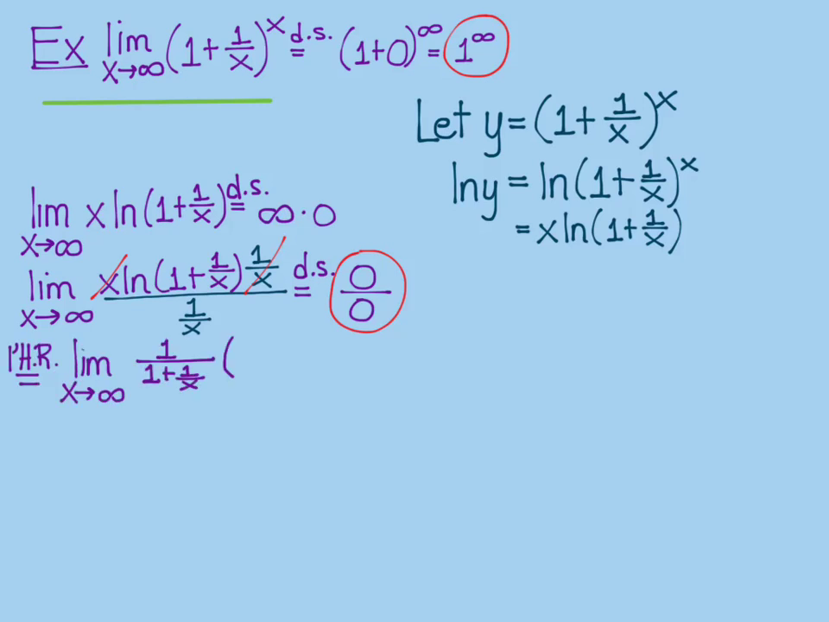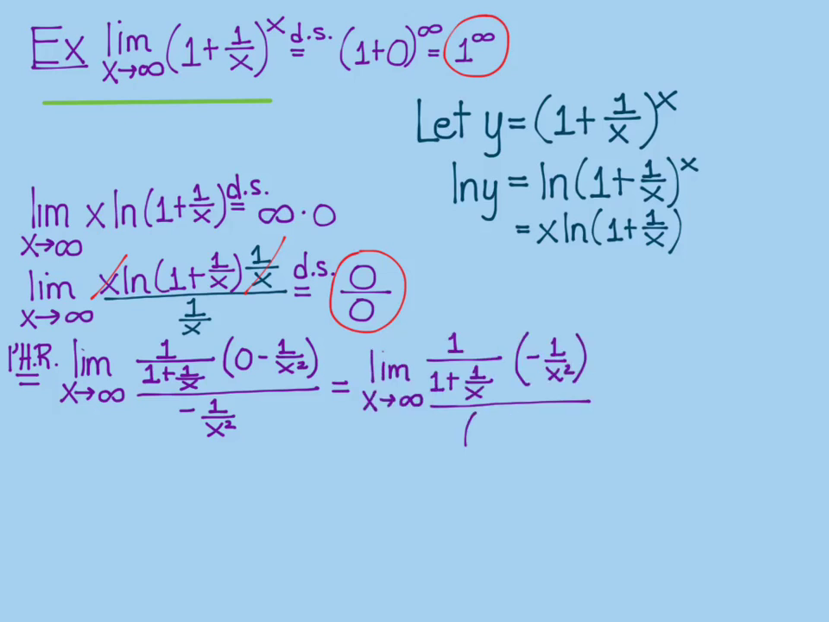So by L'Hopital's rule, I take the derivative of the top divided by the derivative of the bottom. The derivative of the top is going to be 1 over 1 plus 1 over x times the derivative of 1 plus 1 over x, which is negative 1 over x squared. The derivative of the bottom is negative 1 over x squared. So notice that this simplifies to 1 over 1 plus 1 over x times negative 1 over x squared divided by negative 1 over x squared. So the negative 1 over x squareds cancel. Using direct substitution, I have 1 over 1 plus 0, which gives me 1.